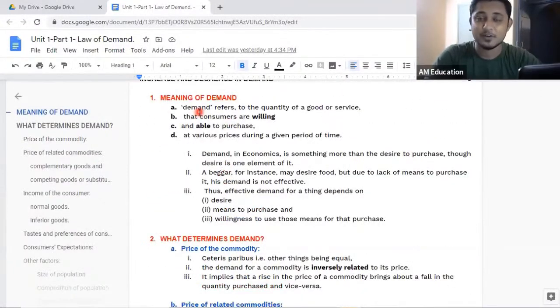So first thing, what is the meaning of demand? Demand refers to the quantity of a good or a service that the consumers are willing and able to purchase at various prices during a given period of time. So the statement is telling us four different things. So it refers to the quantity. What does demand refer to?